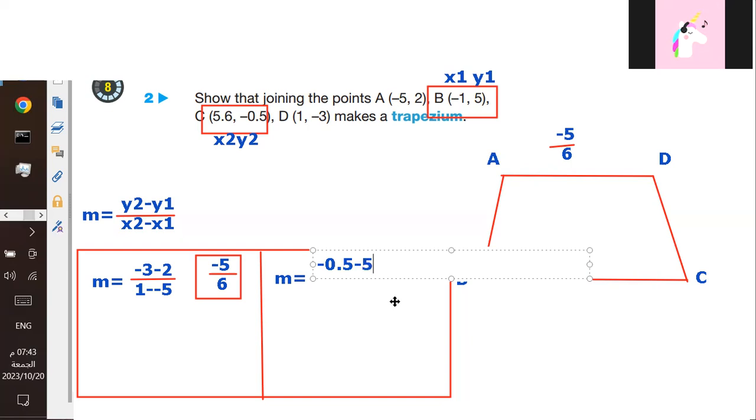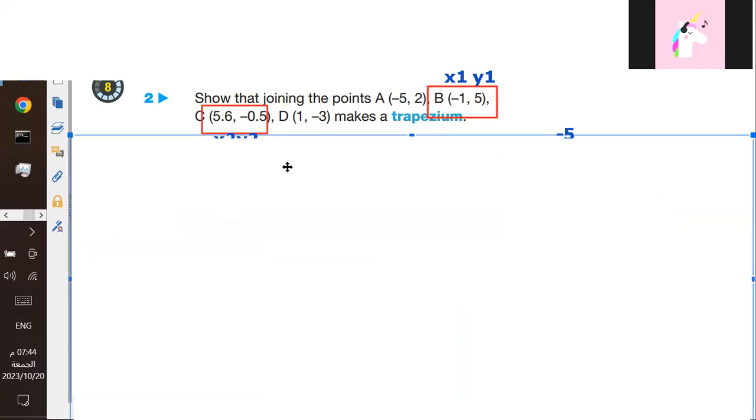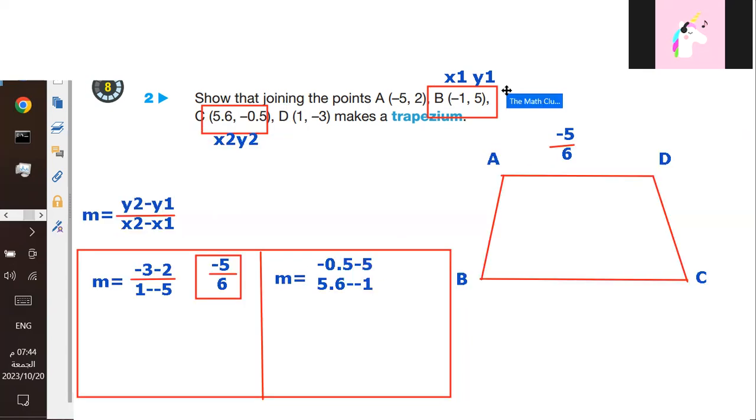Same idea. Over x2, which is 5.6, minus x1, which is minus 1. As I said, you're going to use this minus and then the minus in the point. Tamam? So I'm using it with C and B now. I did AD, now I'm doing BC.